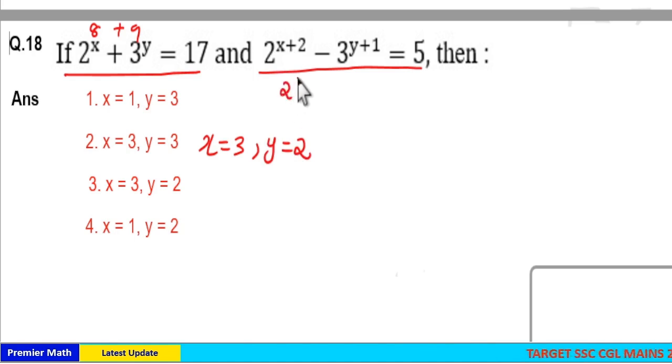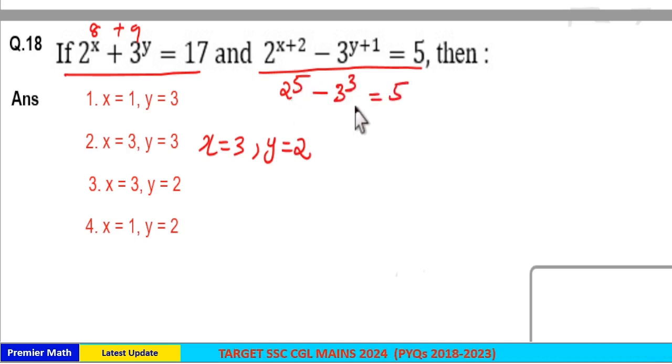2 raised to x plus 2 means 2 raised to 5, minus 3 raised to y plus 1 means 3 raised to 3, is equal to 5. 2 raised to 5 is 32. 3 cube is 27. So 32 minus 27 is 5. So option 3 is your answer.